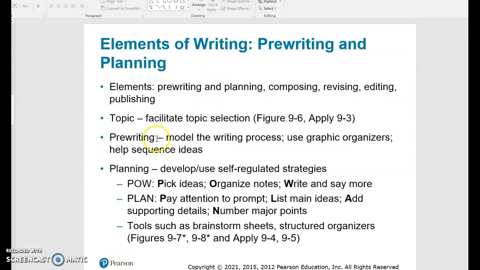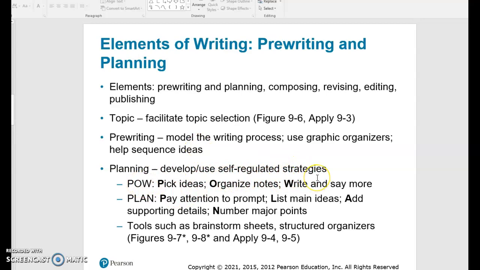Then you want to think about pre-writing. You want to model this writing process. You want to use graphic organizers. You want to show them how to sequence your idea or their ideas. You are going to have to provide some explicit instruction in this pre-writing stage. And then planning, you could teach them some of these.